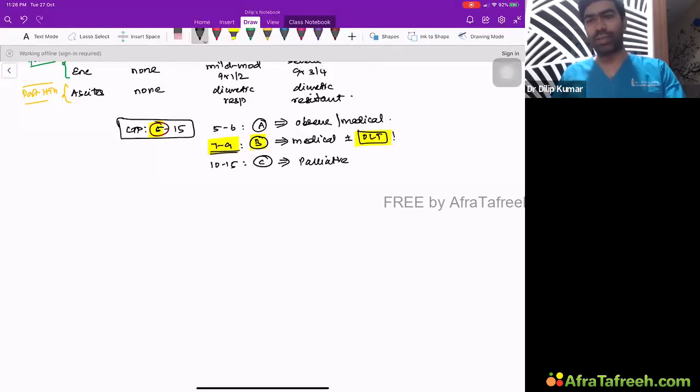So that's why OLT is best considered in patients with Child B compared to that of Child A or Child C. Child A, it's too early to do a liver transplantation. Child C, it's too late to do a liver transplantation. Child B, optimal to do a liver transplantation.